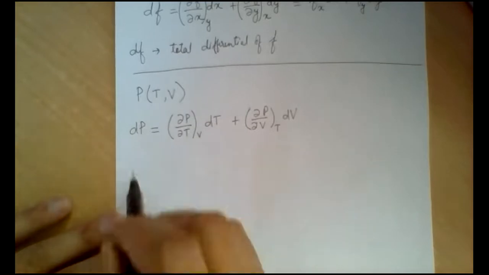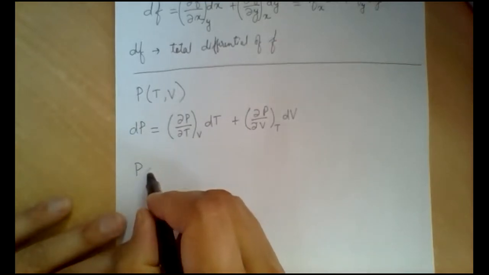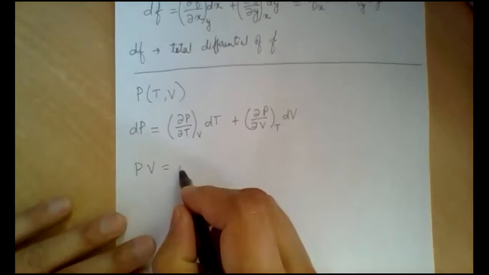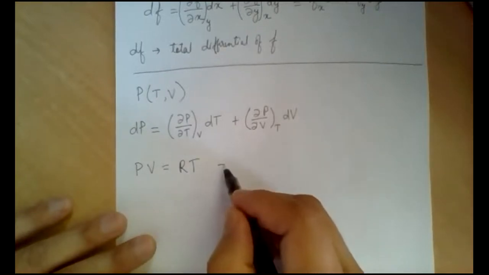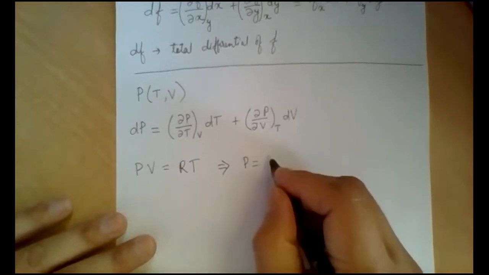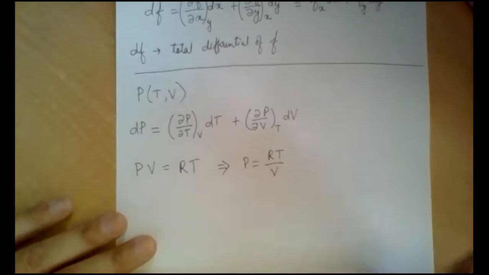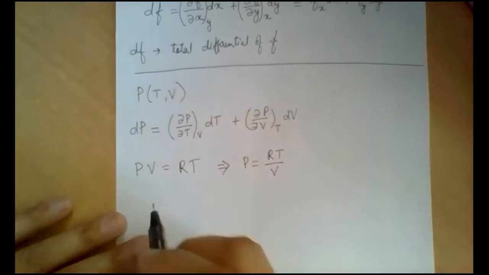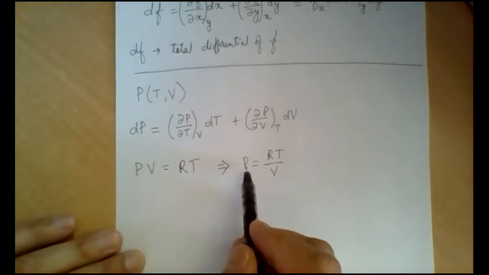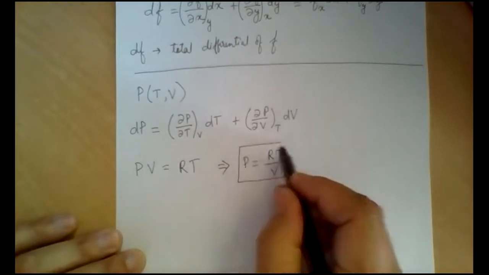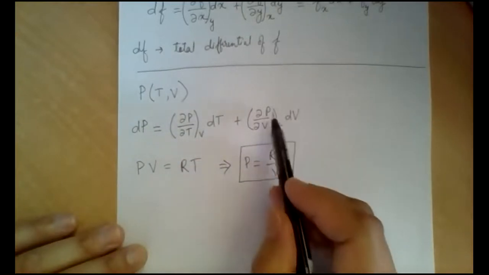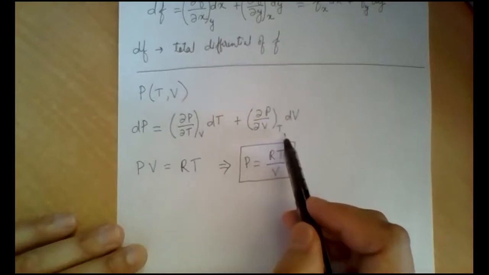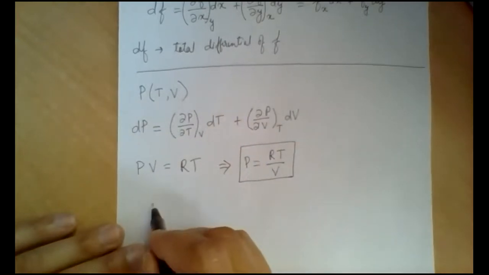And for an ideal gas, what is the expression for P? For 1 mole of the gas, PV equals RT. This implies P equals R times T divided by V. Therefore, from this expression, let us calculate del P by del T at constant volume and del P by del V at constant T.